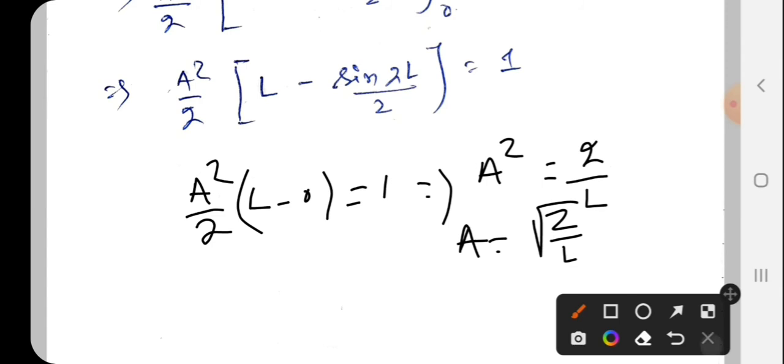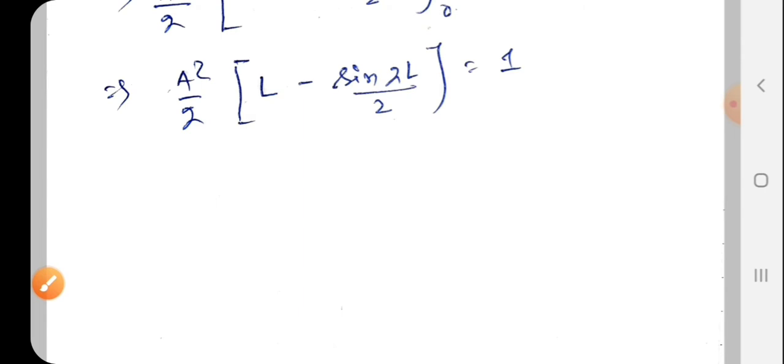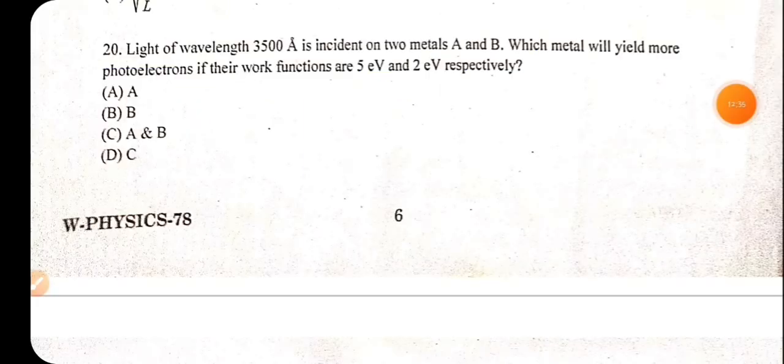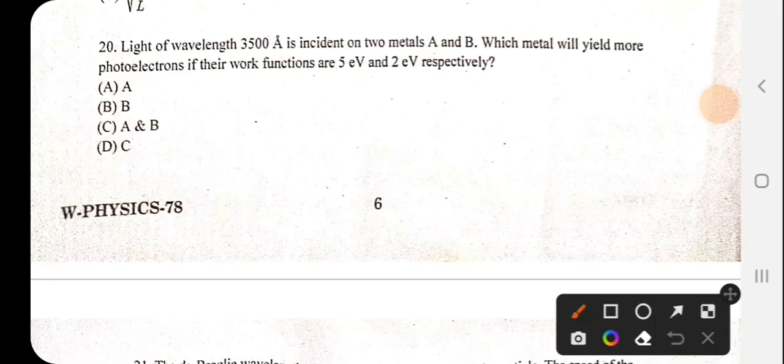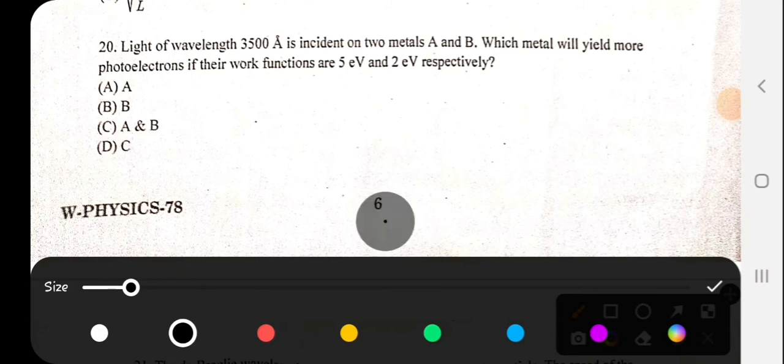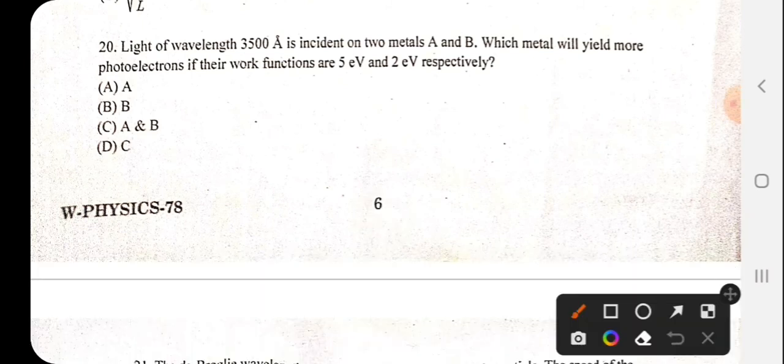Okay, next come to the question number 20. The question is: light of wavelength 3500 Armstrong is incident on two metals A and B. Which metal will yield more photoelectrons if their work functions are 5 electron volt and 2 electron volt respectively?